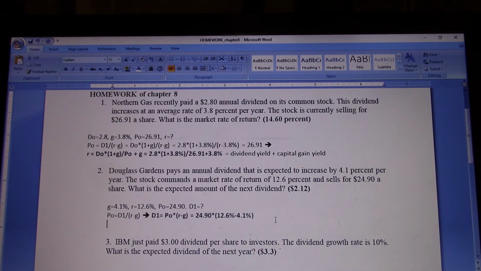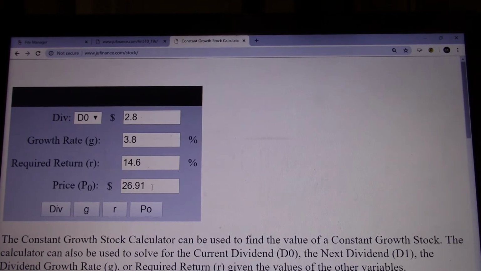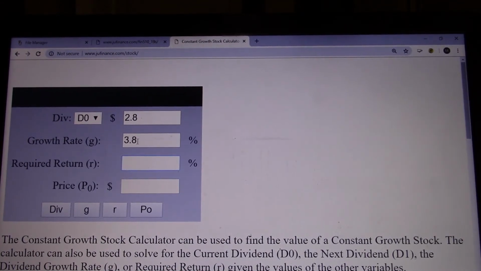Second question: it's asking how much is D1, but we know the price, $24.90, and we know R, and we also know G here. So let's clear them. P is $24.90.